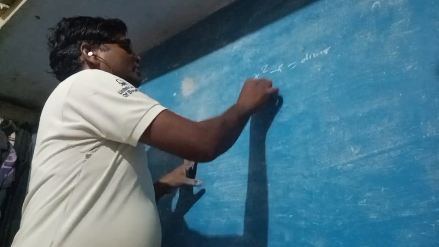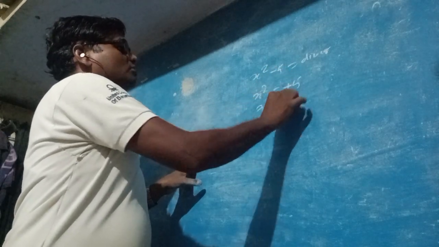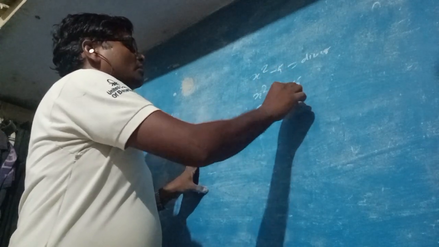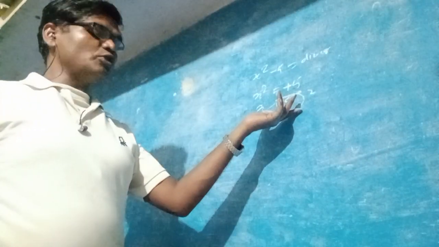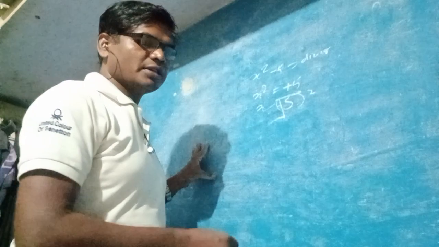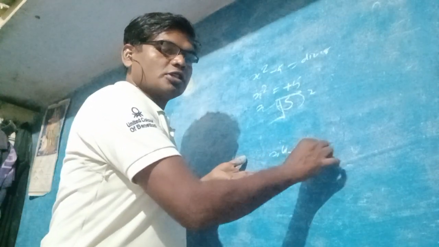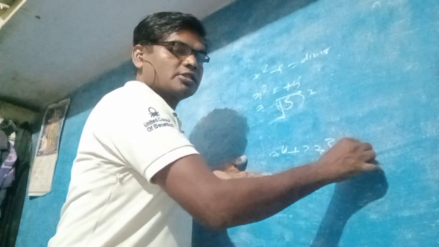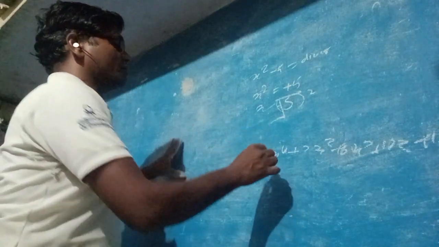So we will write here x square is equal to minus 5, then x is equal to under root of minus 5, then it becomes under root 2. So we will substitute this value in the equation. The equation is given here: x to the power 4 plus 2x cube plus 8x square plus 12x plus 18, which we have written here, and we substitute the values right here.